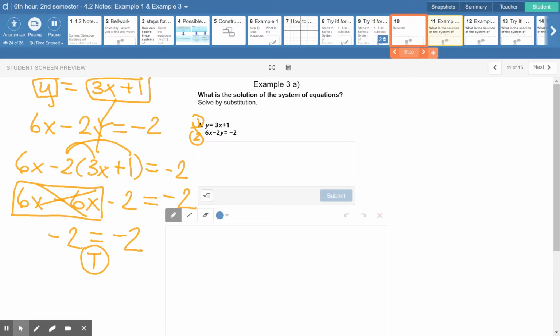Now, true is not the answer. It leads you to the answer. Since it's a true statement, the answer is infinitely many solutions. So infinitely many solutions, if you remember graphing, it would be identical. The lines are the same. If we solved the second equation in slope-intercept form, you would get y equals 3x plus 1. So since it's a true statement, the answer is infinitely many solutions.